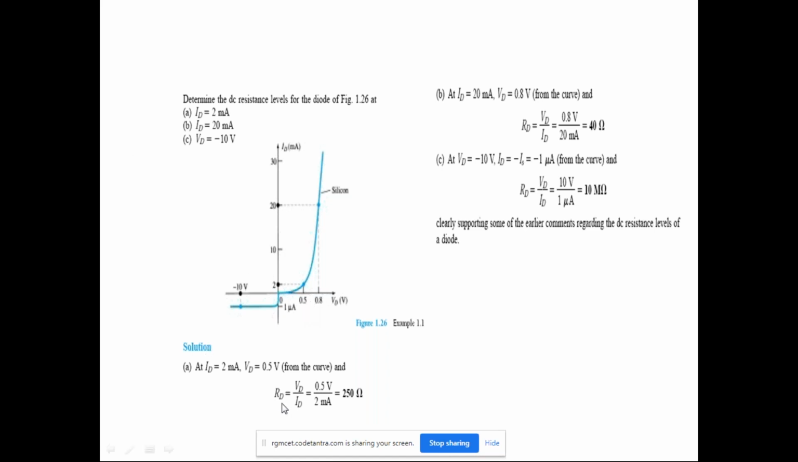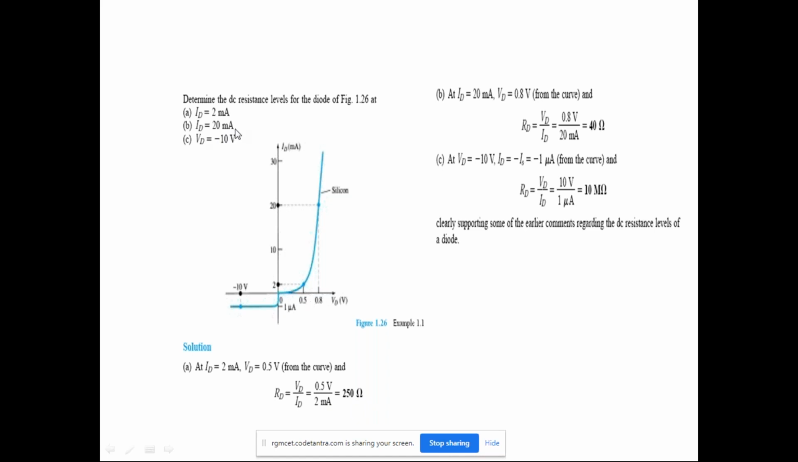Now what is RD? RD is equal to VD. VD is equal to 0.5. How to find 0.5? Given 2 milliampere is the operating point, simply draw one horizontal line that touches your VI curve. Then from that point go to the vertical axis. That will give us the voltage. Now VD is equal to 0.5 volts by 2 milliampere. That is equal to 250 ohms.